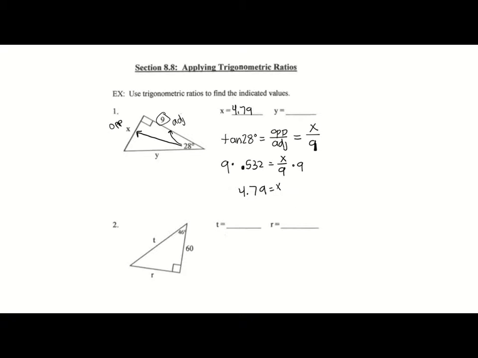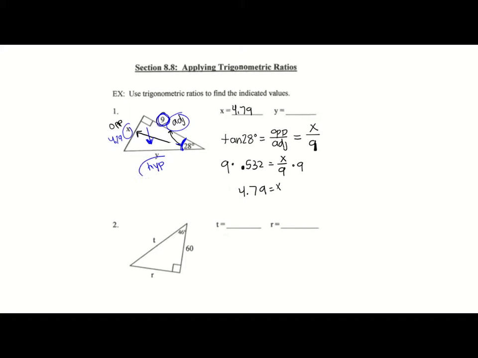Then for y, 28 degrees is still the angle I'm looking at, but now y is my hypotenuse. Sorry, not adjacent. It's my longest side. Now remember, my hypotenuse is always straight across from the 90-degree angle. This is our hypotenuse. And now I know what my x value is. That's 4.79. So I could use either the opposite or the adjacent. I'm going to use the adjacent just because 9 is a whole number. It's easier for me to use.